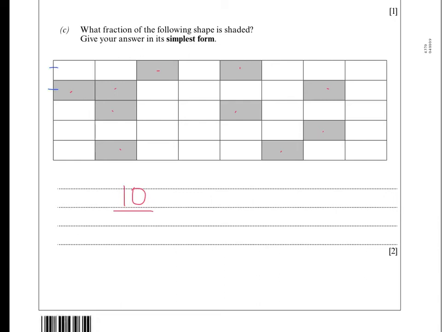So we've got 1, 2, 3, 4, 5 down the side, 1, 2, 3, 4, 5, 6, 7, 8 across. So if I do 5 multiplied by 8, that tells me how many rectangles in total, which is 40. You could, of course, just count all the rectangles and you would have 40.